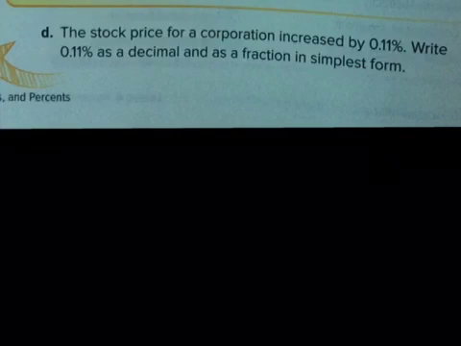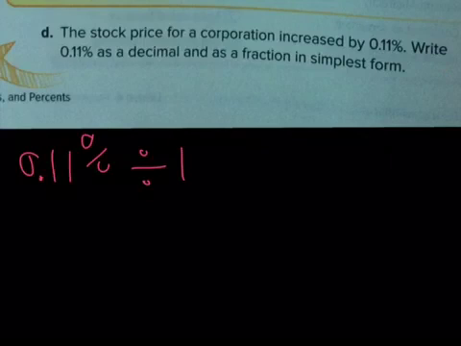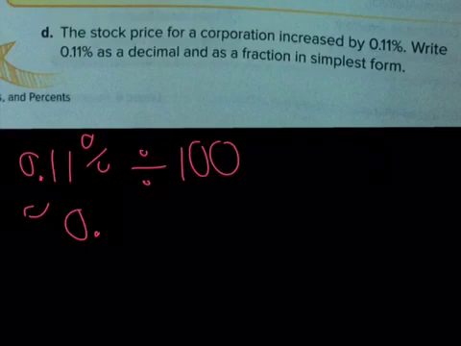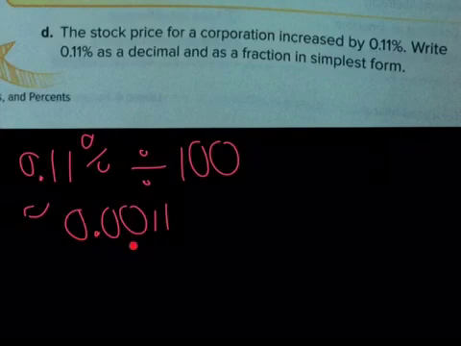Well, boys and girls, we know that 0.11% needs to be divided by 100 so we can turn it into a decimal, which is going to move the decimal place 2 spots to the left. So it becomes 0.0011. It moved 2 spots over. It used to be here, and it moved 2 spots over. So that's what it is as a decimal.